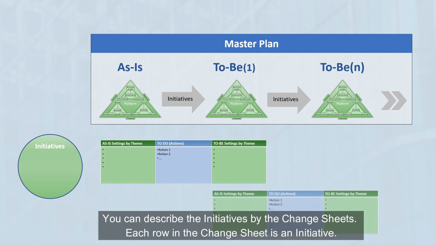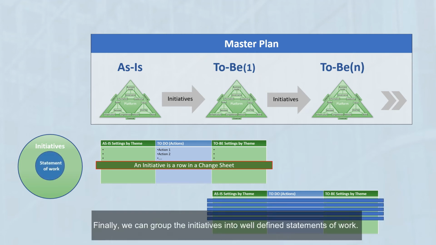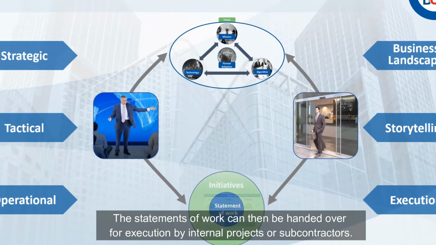You can describe the initiatives by the change sheets. Each row in the change sheet is an initiative. Finally, we can group the initiatives into well-defined statements of work. The statements of work can then be handed over for execution by internal projects, or subcontractors.